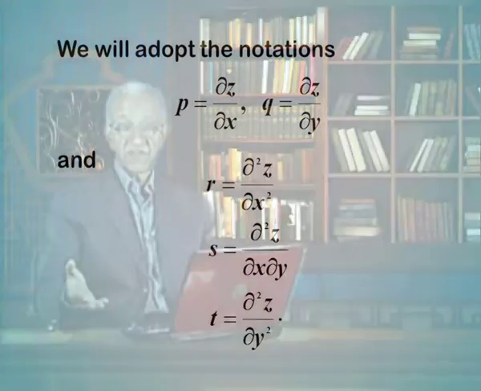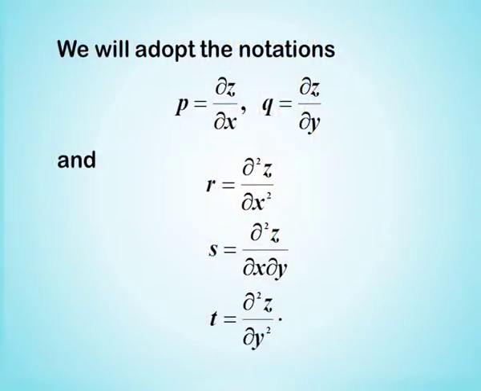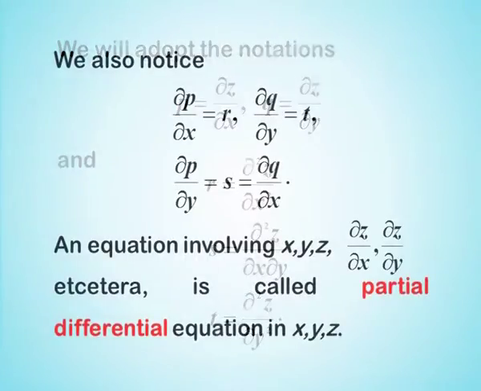Then r is the second derivative of p, so I can write that d2z/dx2 is nothing but dp/dx. We'll have it later. s is the cross derivative, second order, so we say it is d2z/dxdy. We are aware of this, we are familiar with this notation. t is the second partial derivative with respect to y, in other words of q.